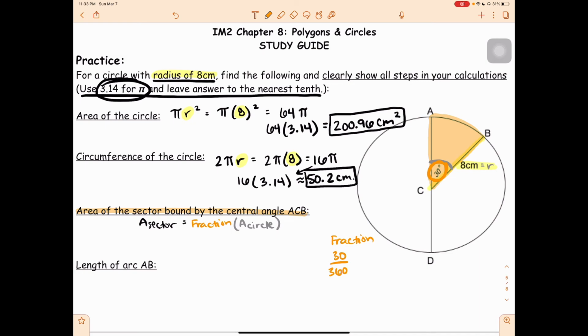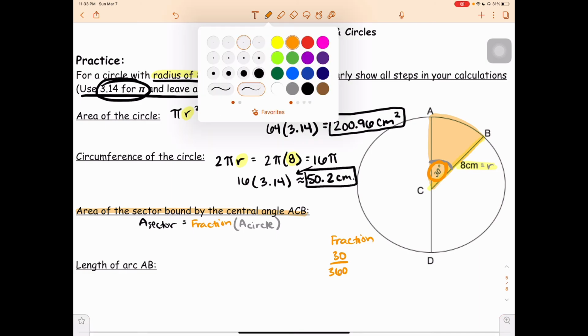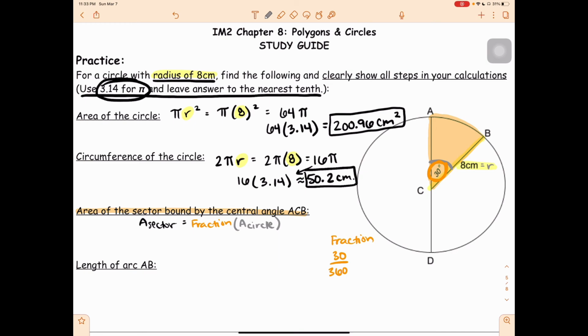Now you could always leave it like that if the answer is just a decimal anyway in the multiple choice part, but I always like to simplify. And you should know how to simplify. If this is something you struggle with, you need to look up and review or ask me for help. Looking here, I know they're both divisible by 10 and by 3, so I can divide them by 30. 30 divided by 30 is 1. 360 divided by 30 is 12. So I know that my fraction is 1 over 12.